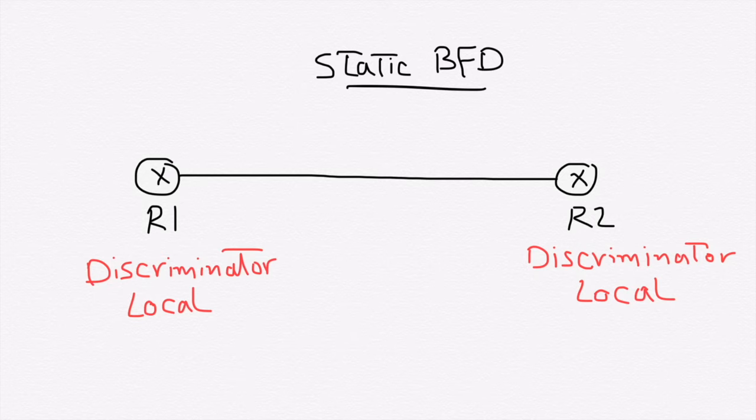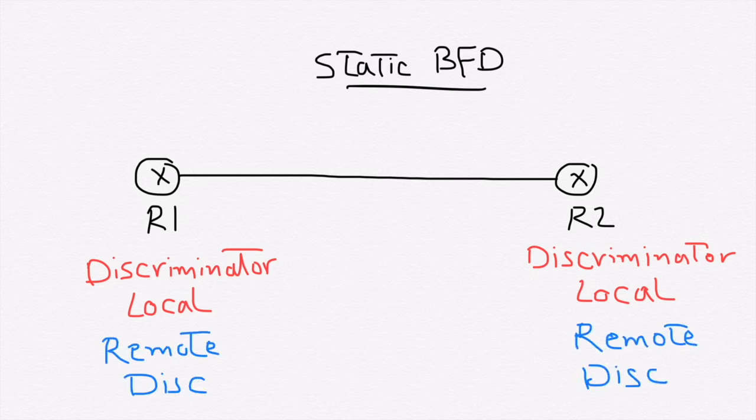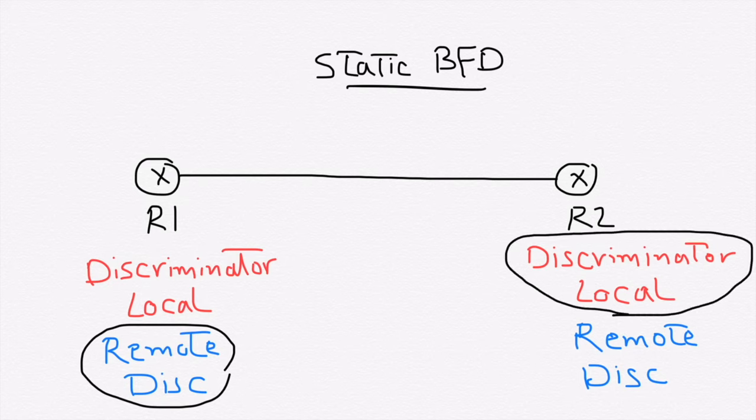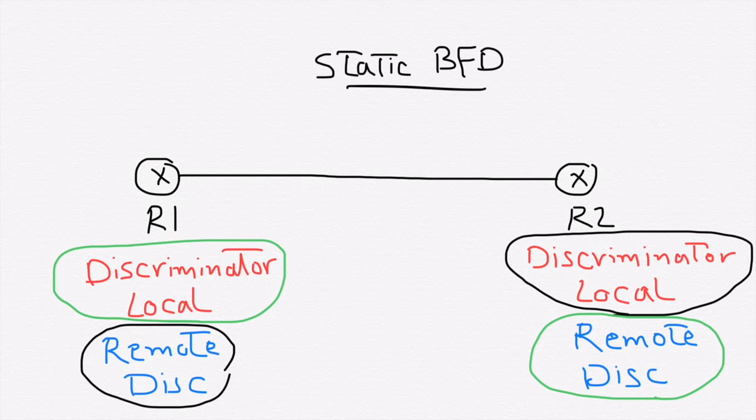To configure a static BFD session, the BFD is added manually on each device, and we add both required values, the local discriminator and the remote discriminator, at each device. At R1, the remote discriminator value must be the local discriminator value at R2, and at R2, the remote discriminator value must be the local discriminator value at R1. If there is a mismatch between these values, the static BFD session cannot be established. The request from each router is initiated by the static configuration.